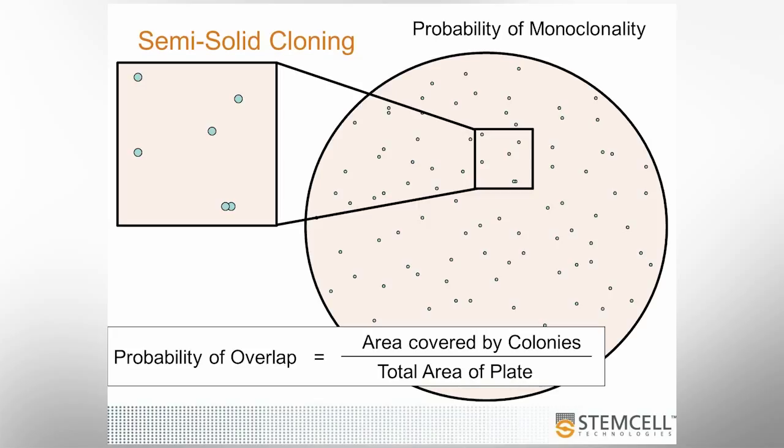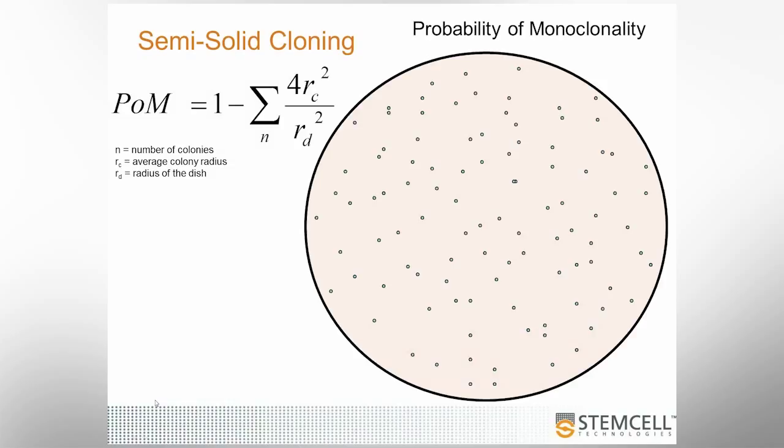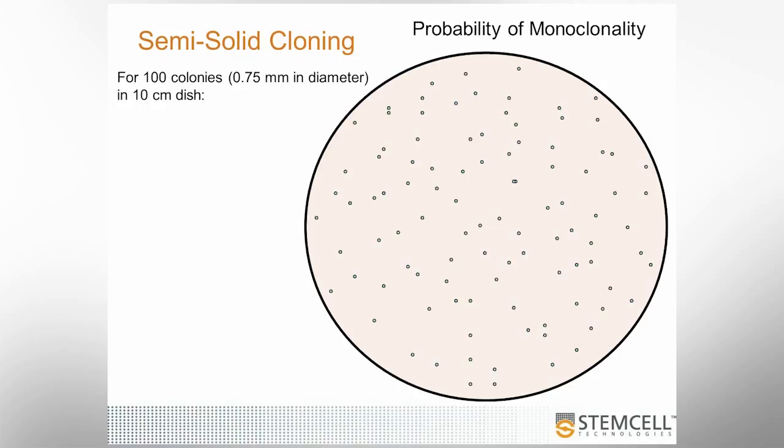So to calculate that probability of overlap, we need to know the area of the plate, the size of the colonies on the plate, and the number of colonies that are on the plate. And that's going to allow us to estimate the probability of overlap for a colony. So this is the equation then that can be used to estimate the probability of monoclonality for a culture isolated in semi-solid cloning. So let's use this in an example.